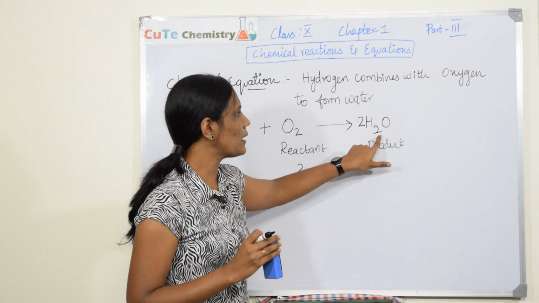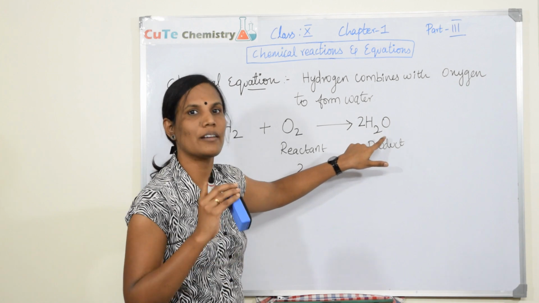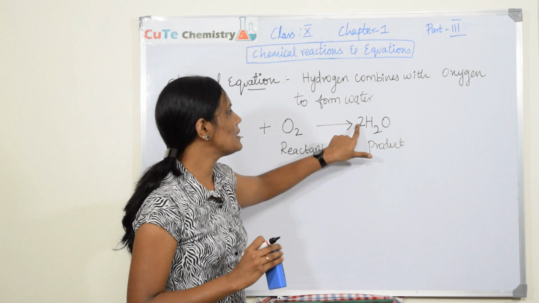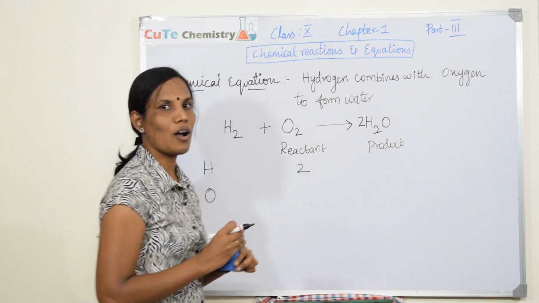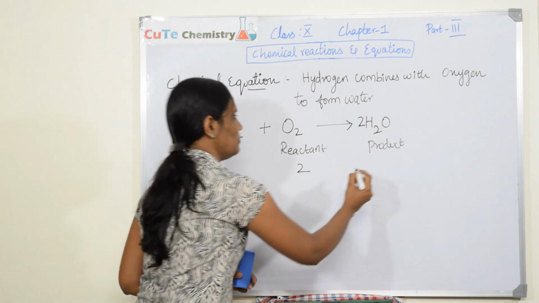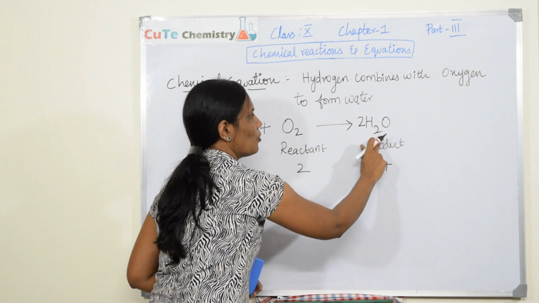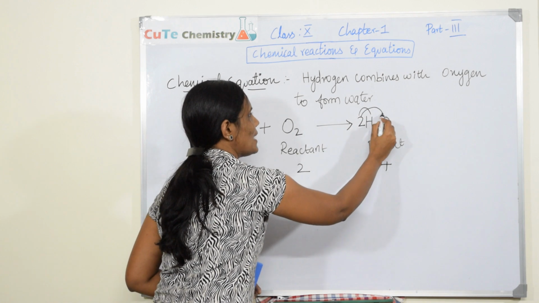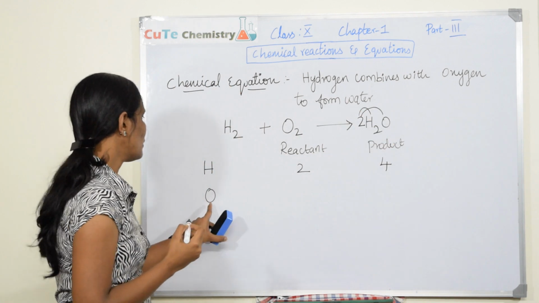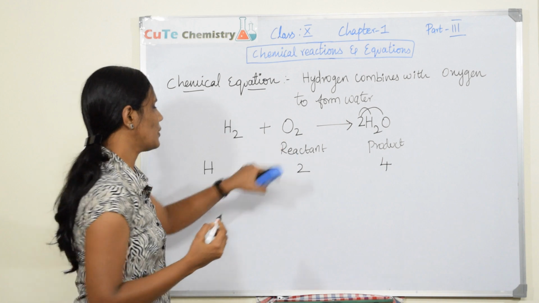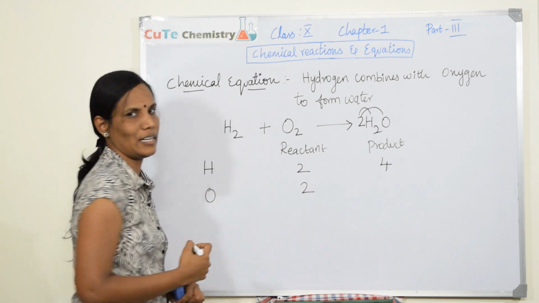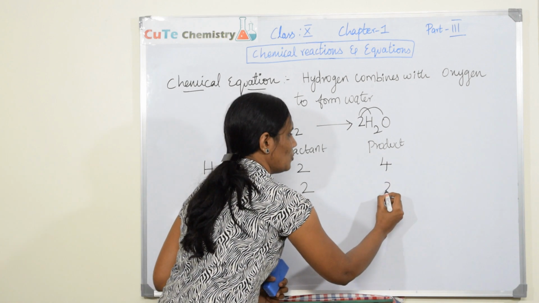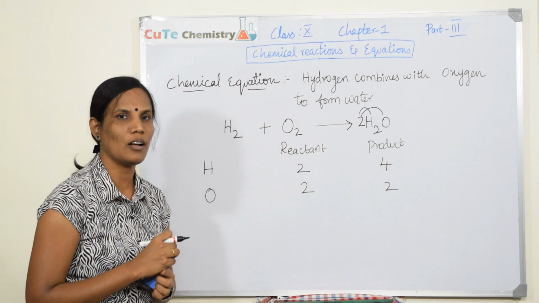You should multiply this with the subscript which is already present. So hydrogen has a subscript 2 here, so we will be multiplying this 2. So what we will get is 4 hydrogen. As I said, this 2 is common for hydrogen as well as oxygen, so we'll see oxygen also. In the reactant side we have 2 oxygen atoms, and in the product side we have 2 oxygen atoms. So now we have to check whether it is balanced or not.